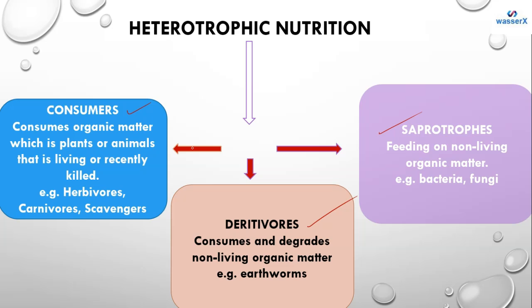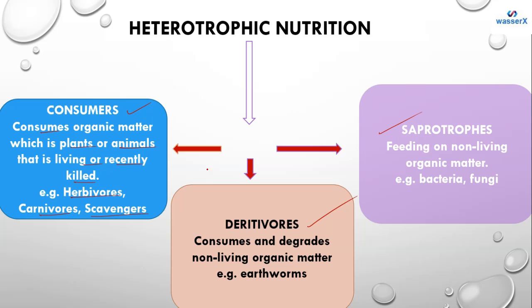When we say consumers, under the consumers heading, a consumer basically consumes organic matter, which is plants or animals that are living or recently killed. That's what we call consumers, and they are further divided into herbivores, carnivores, and scavengers. Herbivores are plant eating; carnivores are flesh eating; and scavengers, after the animals die, that's where the function of scavengers comes in. So that's the first thing, consumers.